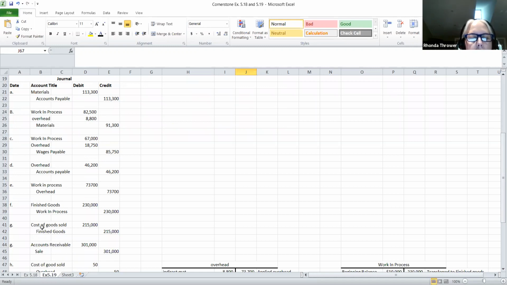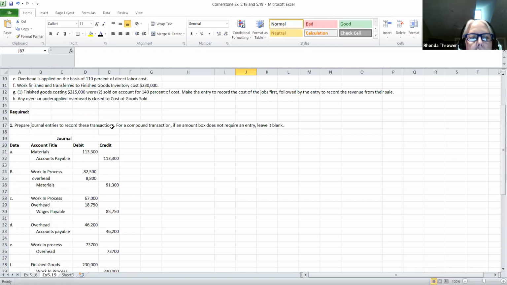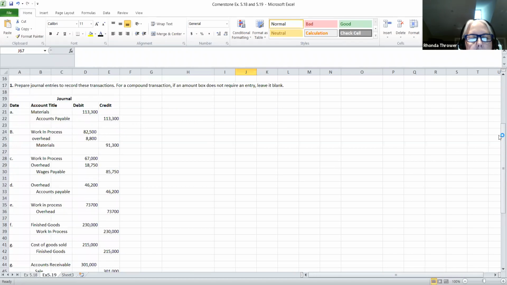One to update the cost of goods sold for the part of the cost that we have sold. And up here it tells you that you have sold 215,000 of the goods. So this is the cost price of the goods that were sold, 215,000. You debit the cost of goods sold and credit finished goods for 215,000.